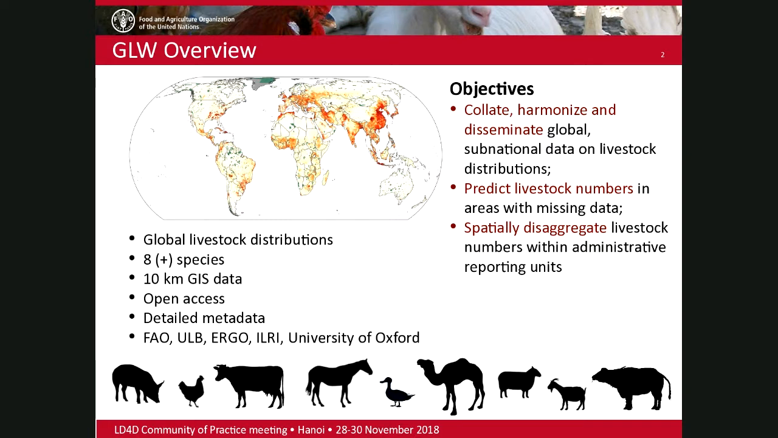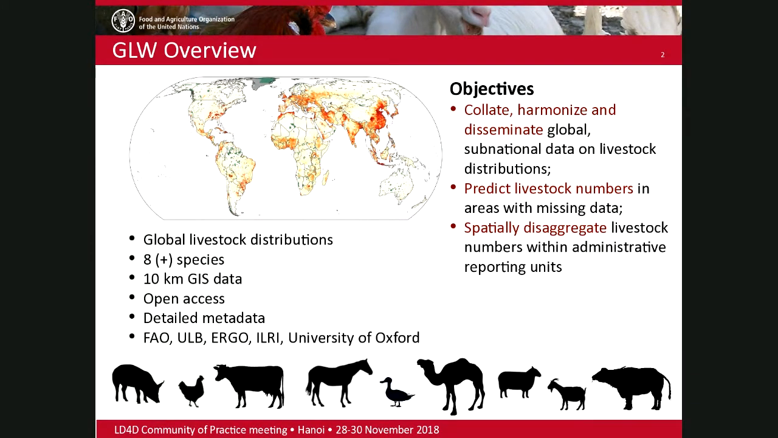Hilary has been involved at various stages, particularly while I was there a few years ago, and we kept this show running from there. And the University of Oxford has provided a lot of input data. And those are the objectives: to collate, harmonize, and disseminate global subnational livestock data, to predict the livestock numbers in areas with missing data, and to spatially disaggregate estimates within large population units. So for districts or provinces, we can break that down into where we think, based on the models, that the densities are likely to be highest or lowest.